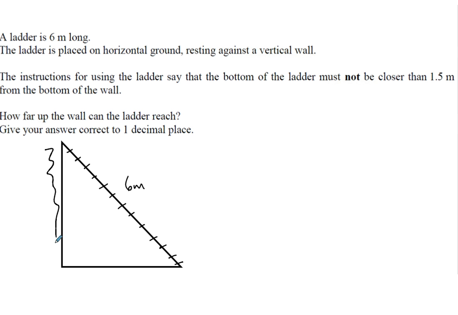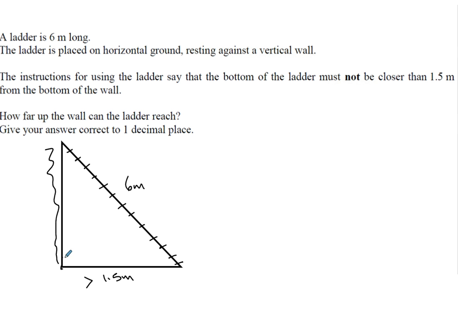So that's the wall. The instructions for using the ladder say the bottom of the ladder must not be closer than 1.5 meters from the bottom of the wall. So that's the bottom of the wall. So this cannot be closer than 1.5 meters, so it has to be greater than. Okay, so if it has to be 1.5 meters or more, then we need to find out how far up the wall the ladder can reach.